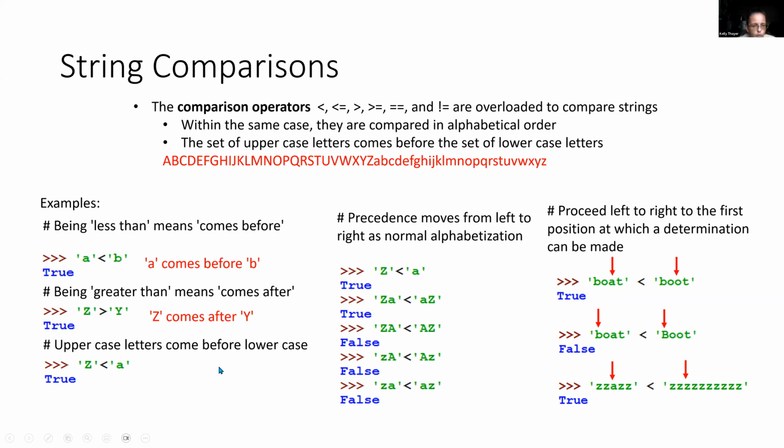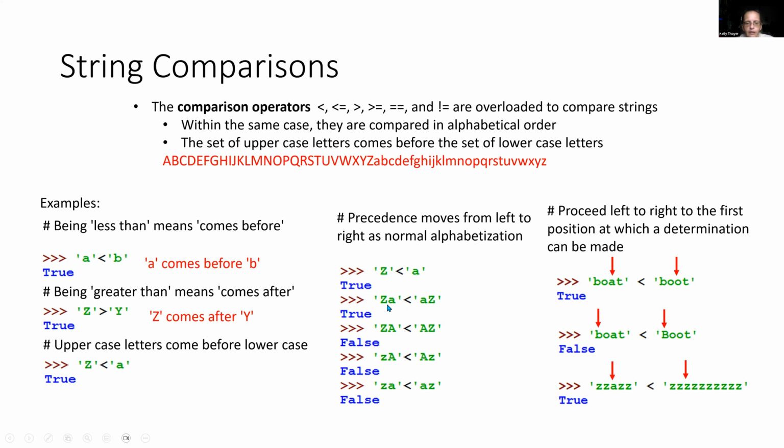The uppercase letters will always come before the lowercase letters. So we get this curious thing, Z comes before A, and Python tells us true. And we say, well, what's going on here? No, Z doesn't come before A. But when we confer with our uppercase versus lowercase alphabet, we remind ourselves that yes, Z does come to the left, or comes before, the lowercase a. So this is in fact a true statement in the sense that Python is looking at this. So precedence will move from the left to the right as in normal alphabetization. So if you try to compare, okay, Z comes before A, we've just seen is true.